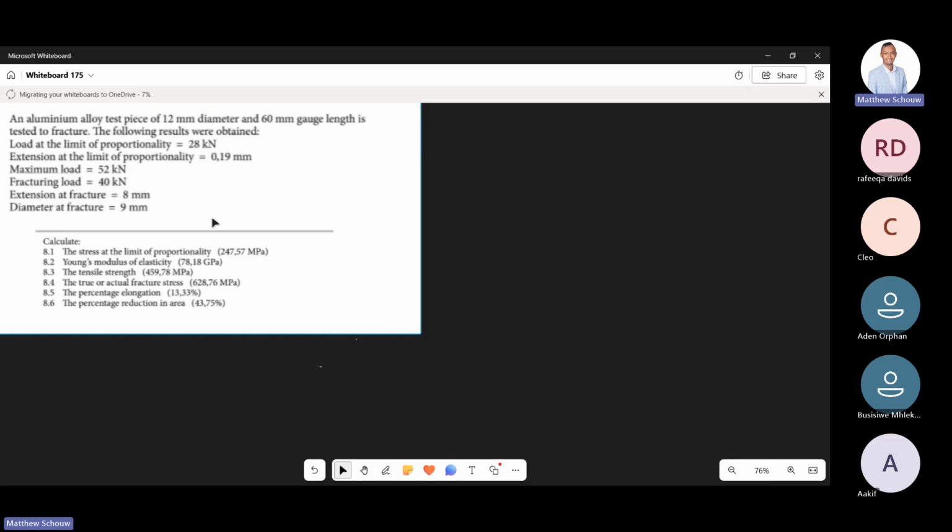So here we have an aluminium alloy test piece, 12 mil diameter and 60 mil gauge length, and it's tested to fracture, always the case. The following results were obtained: the load at the limit of proportionality, the extension at the limit of proportionality, the maximum load, the fracturing load, the extension at fracture, and the diameter at fracture.